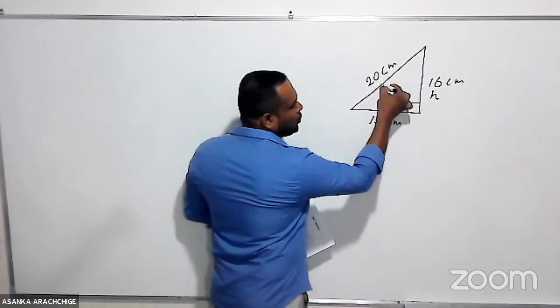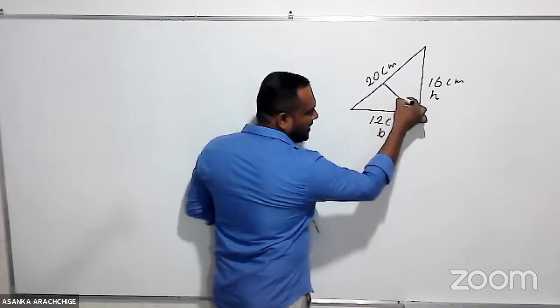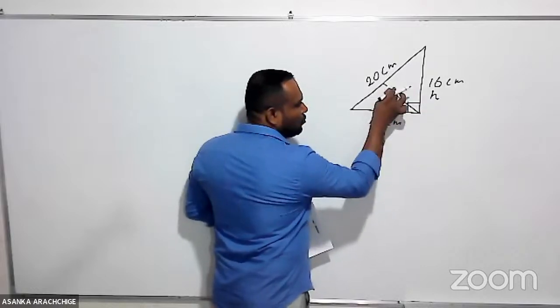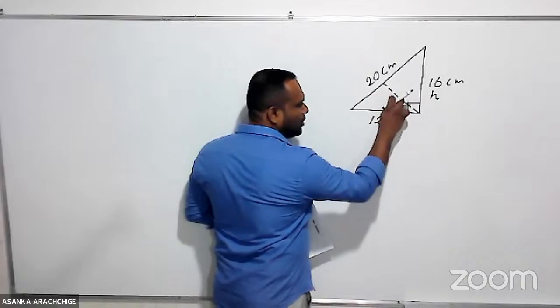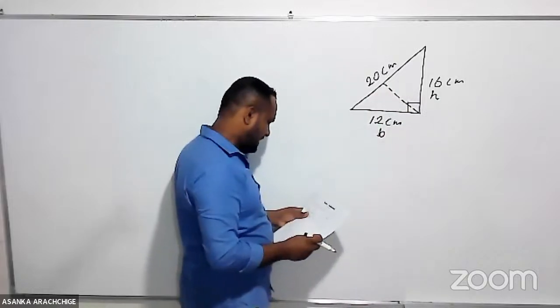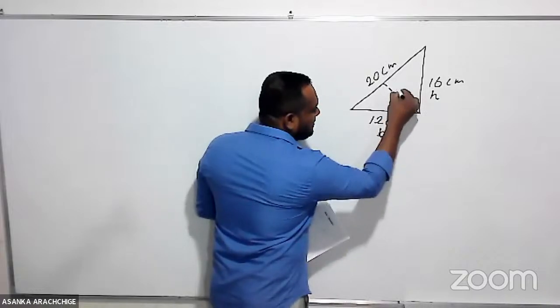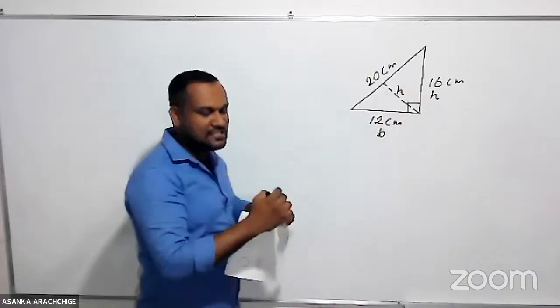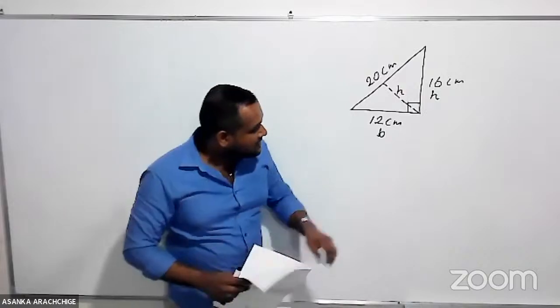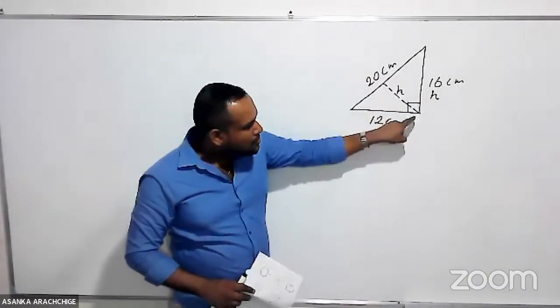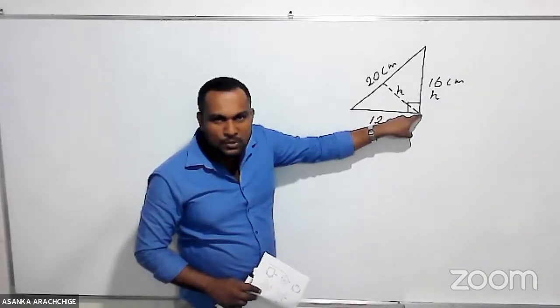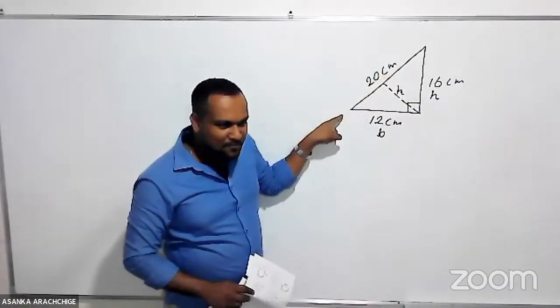But look, this is what you have to find. This is what is asked of you. What is this line? What is this length? Look well, this is h. What is it? This is the length of the perpendicular drawn from this vertex to the opposite side.